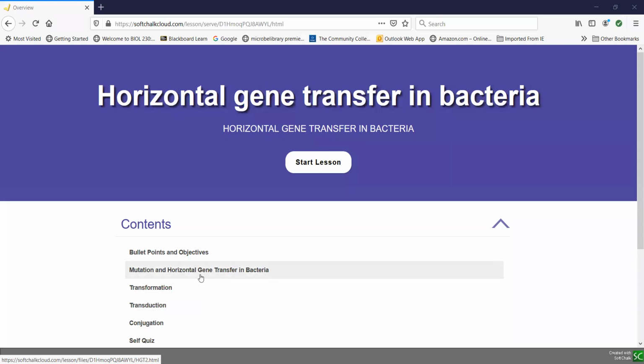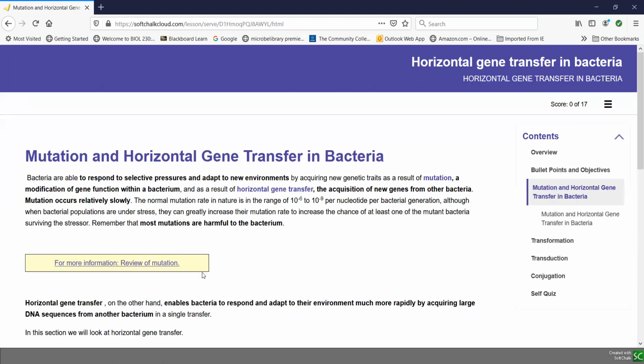And we see that the first topic in the horizontal gene transfer in bacteria Softchalk lesson is mutation and horizontal gene transfer. So there we're going to find the answers to objectives 1 and 2. If we click on that, here we have objective 1. It says compare and contrast mutation and horizontal gene transfer. And here we see our answer to that.